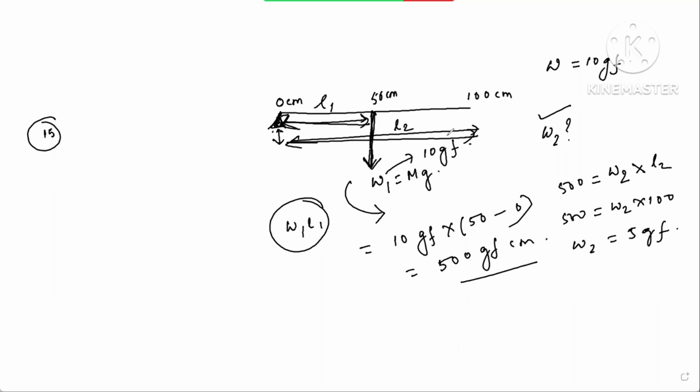Next, question number 17. A uniform meter rule of mass 100 gram. This is the uniform meter rule of mass 100 gram. So mass of the rule is 100 gram, so weight will be 100 gram force.